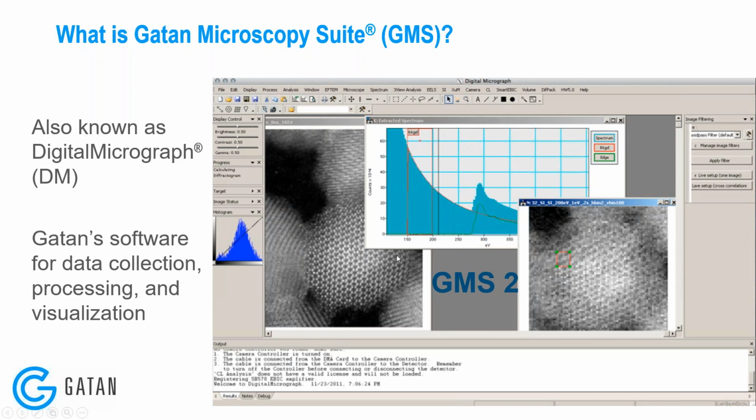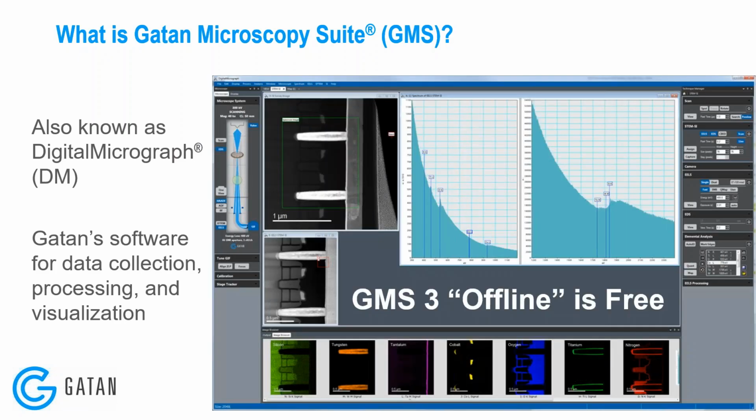This is our older version of our software, GMS 2. And so if you have any newer equipment, then you would have GMS 3, which looks more like this. And GMS is Gatan software for data collection, data processing, visualization, and controls all of our hardware as well.